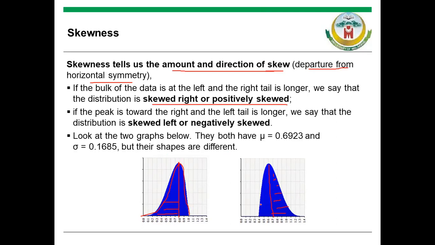So the other moment that we use to understand the distribution of data is skewness, which tells us about the bending of the distribution toward the right or the bending of the distribution toward the left. Okay, so skewness shows us this phenomenon.